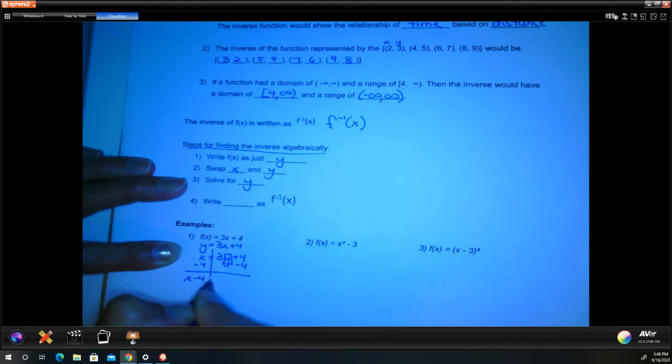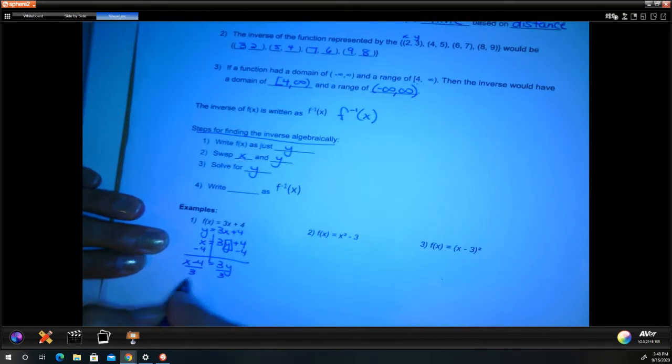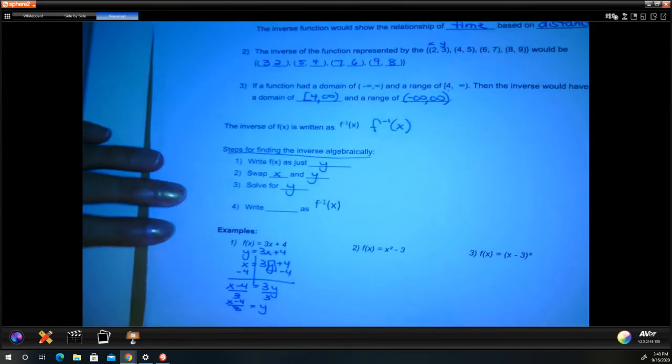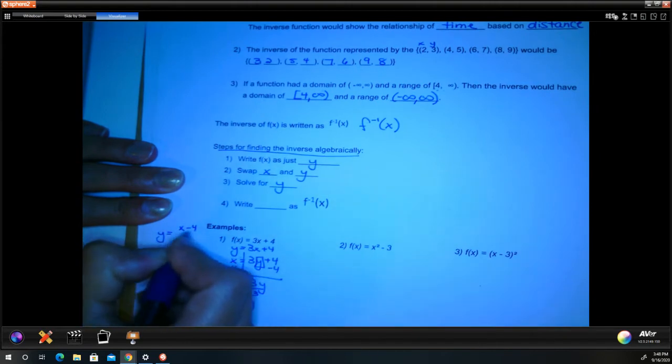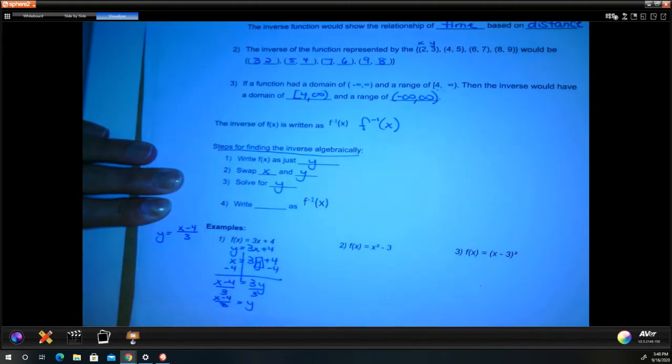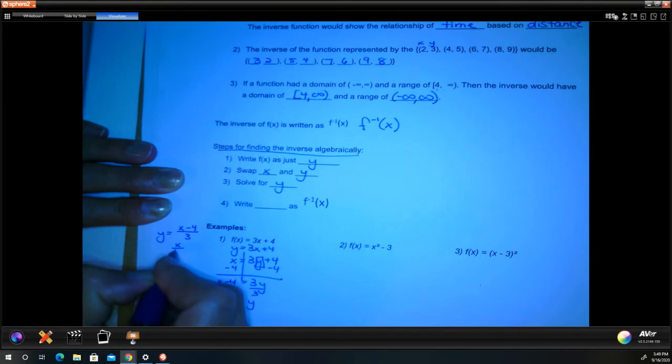X minus 4 equals 3y. Divide by 3. And I would have x minus 4 over 3 equals y. In other words, y equals x minus 4 all divided by 3. I might also see this as x over 3 minus 4 over 3.